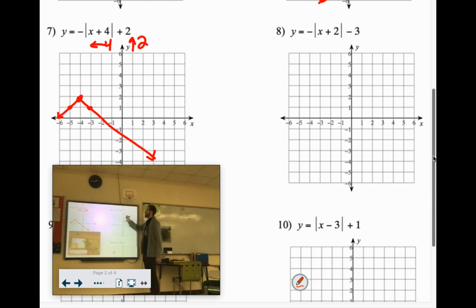All right, here we go. Number 8. We got a left 2. We got a down 3. Left 2, down 3. Negative out in front. So we go down 1 over 1 in both directions. Draw a line through the dots.